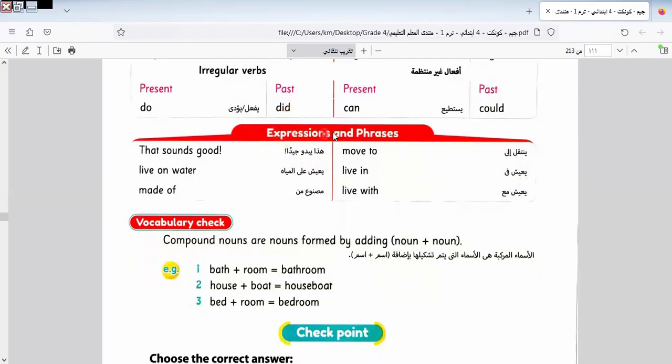Here are some expressions in this part we must know. When I would like to express my pleasure or happiness or amazement at something, I say, that sounds good. Here is live on water, made of, move to, live in, live with.